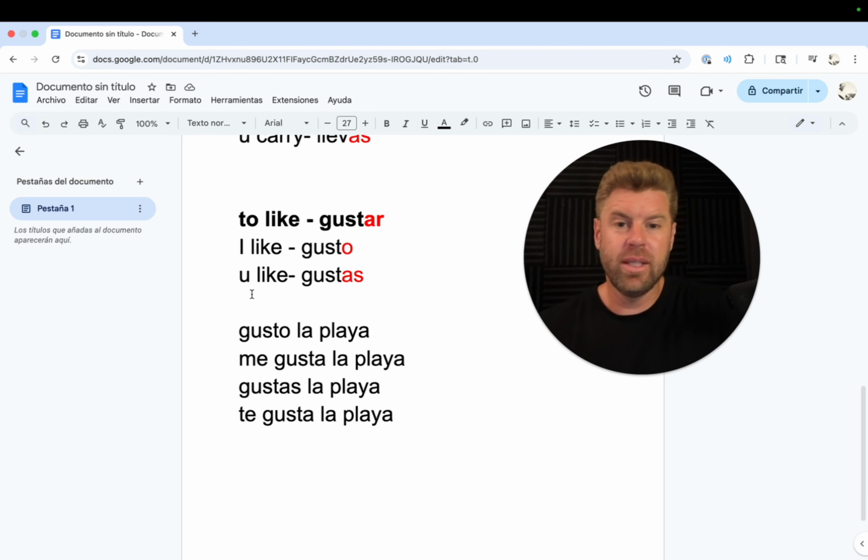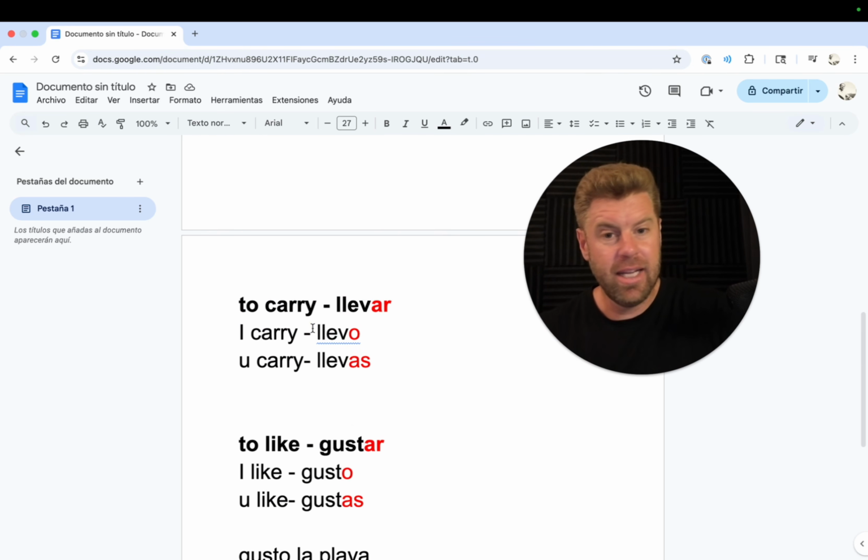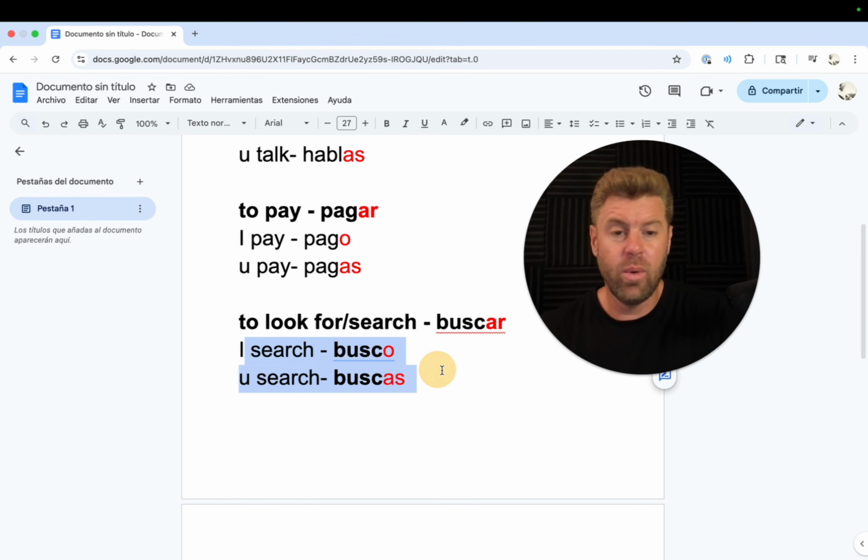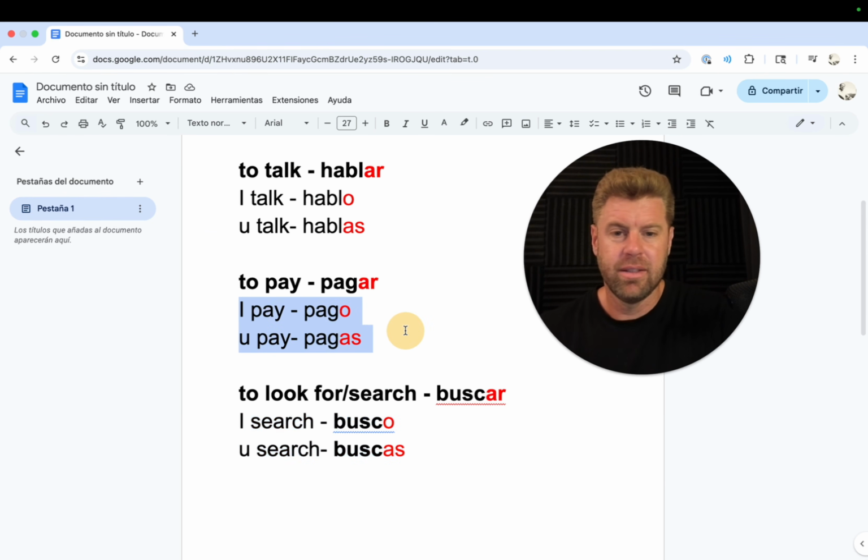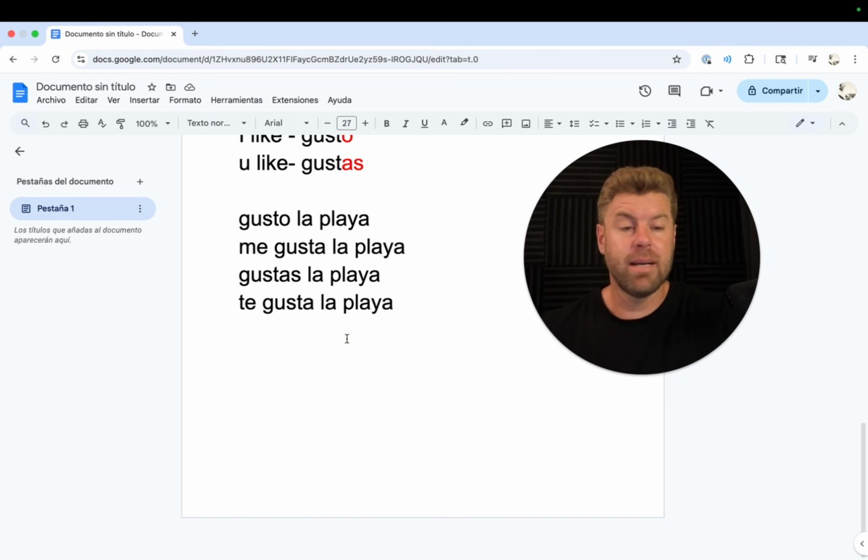Why are we not following these normal rules of I changes to O at the end, and for you it changes to S at the end? Why is it always the case? You pay, pagas. You talk, hablas. But then why, when it comes to you like, do we not say gustas? Why do we say te gusta?